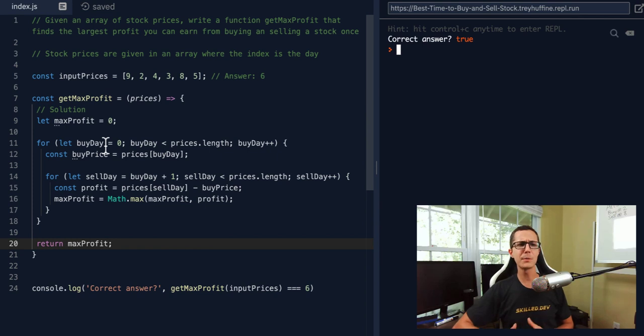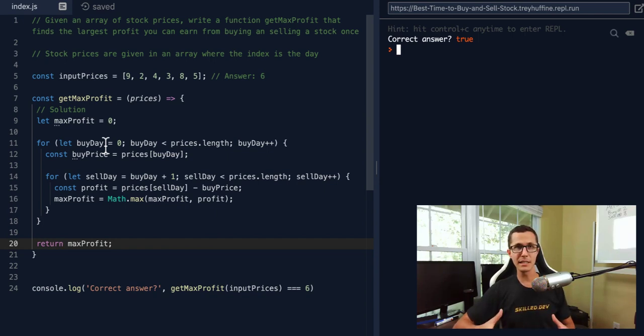So how can we optimize on this? How can we make this better than O of N squared? And the three that we can look at are O of N log N, O of N, and O of log N. So O of N log N is used for sorting. Well, if we sort, our days get out of order and we can't actually track our profit correctly. So that's pretty much immediately out.